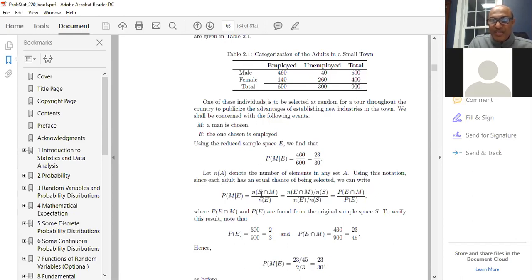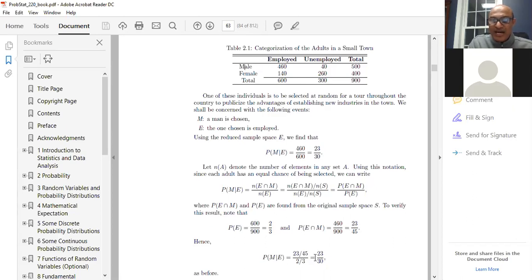And probability of E remains the same because we are looking for employed, that is 600 divided by 900. So your answer will be 140 divided by 600. That is the answer for the conditional probability of female, if female is chosen, given that the female is employed. So you can write that number.